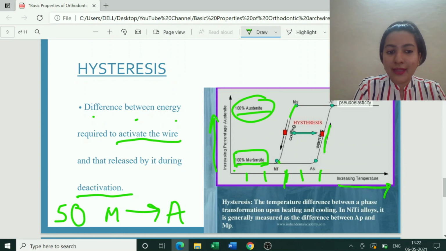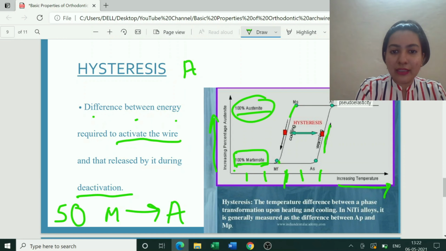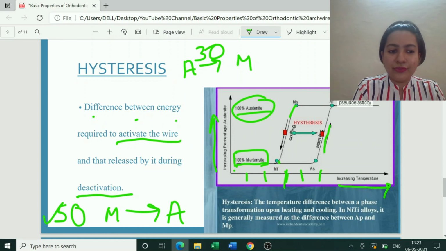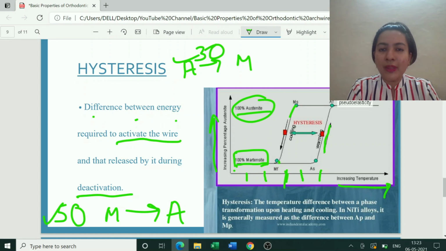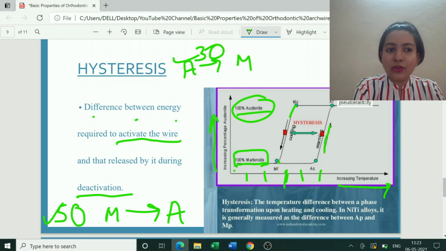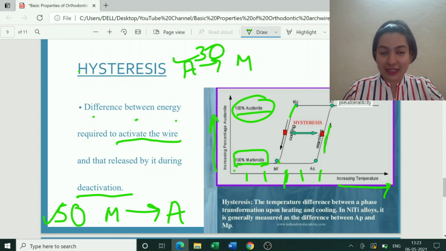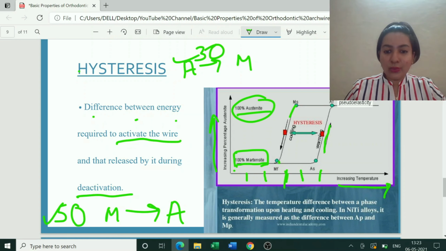When the energy is released and the wire is getting deactivated, that is when I'm converting the material from austenite to martensitic phase. Maybe only 30 joules of energy is required. So this difference in energy, that is 50 and 30, the 20 joules of energy, is known as your hysteresis. This is a tricky concept, I understand. You have to try to understand it very well. I'll tell you again. What is hysteresis? Hysteresis is basically phase transformation occurring from martensite to austenite, and back from austenite to martensite.